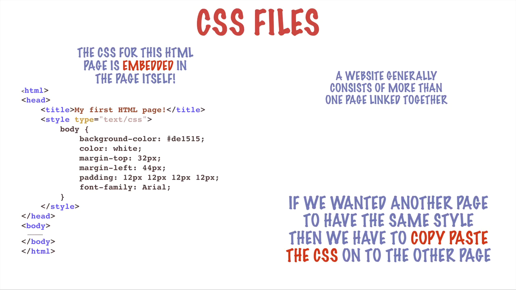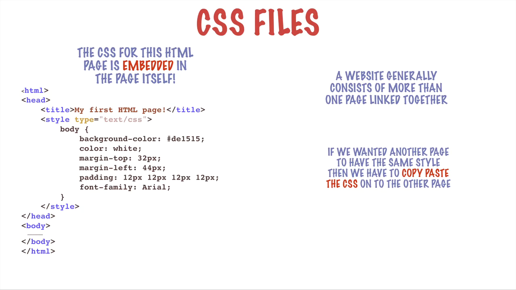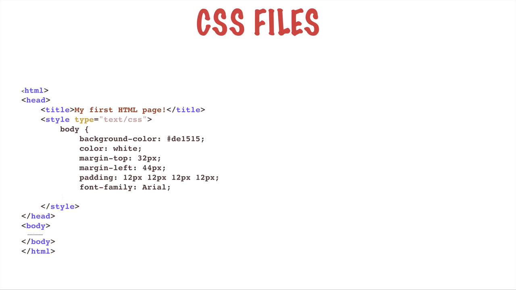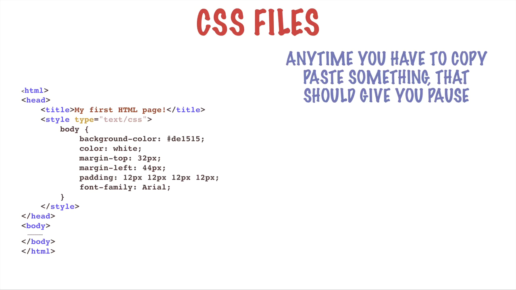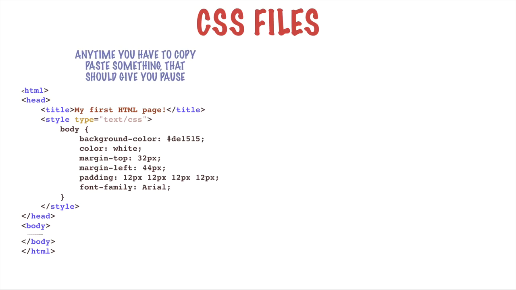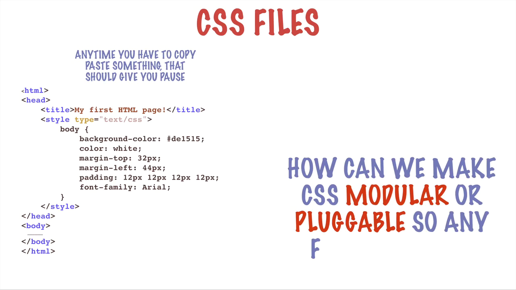But hopefully by now you've realized that anytime you have to copy paste something, that should give you pause. If you found a bug in whatever it is that you copy pasted, you would then need to cycle through all of the files where you copy pasted and make the change. In general, we should be looking to make any code that we write modular and pluggable, so that it's written in one place and applies to a whole bunch of places. Well, that begs the question, how could we make our CSS code modular and pluggable?